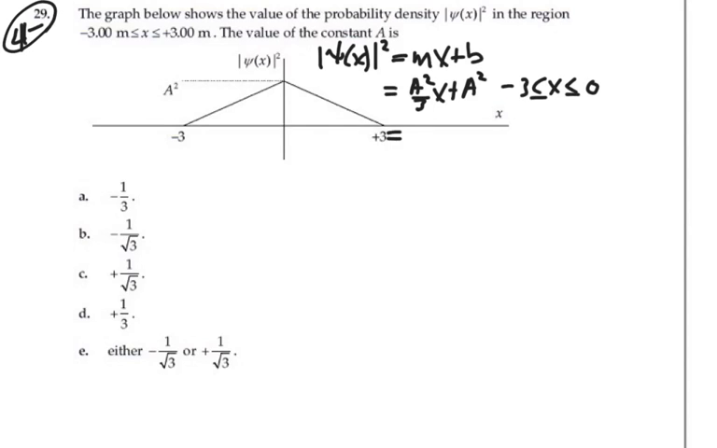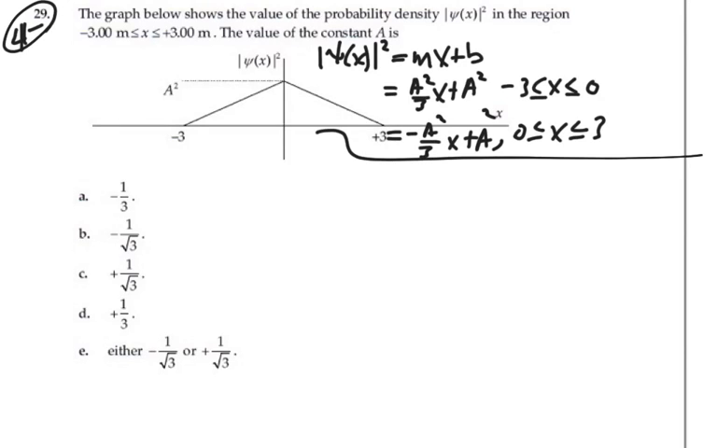And it's going to be equal to negative a squared over 3, a negative slope, x, plus y-intercept a squared, in the interval from 0 to 3. So that would be our function. It's going to be 0 everywhere else. So if we were to calculate the probability density and integrate that over everywhere, that should be equal to 1.